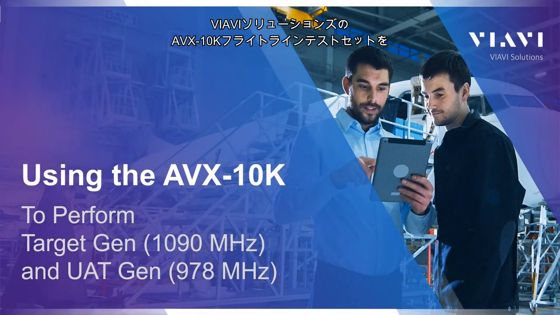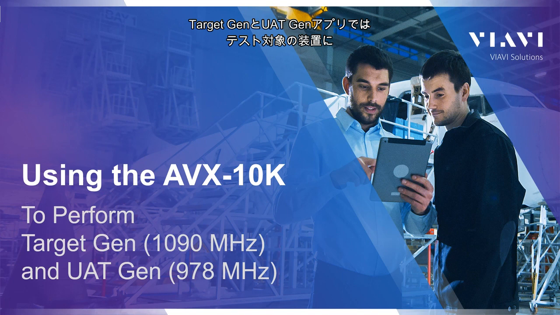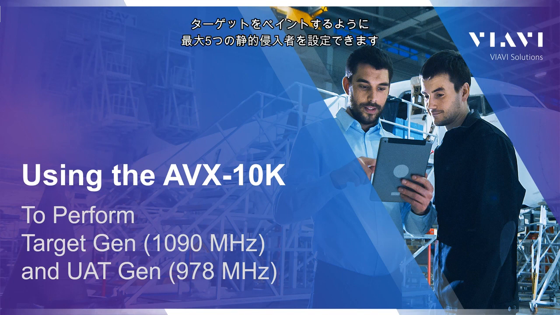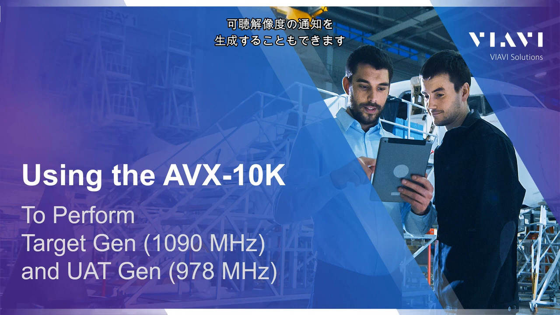Hello and welcome to this training video on setting up and performing target generation using the AVX-10K flight line test set from Viavi Solutions. With the Target Gen and UAT Gen applications, you can set up to 5 static intruders to paint targets on the unit under test. And with a GPS simulator like Viavi's GPS G1000, you can also generate audible resolution advisories.